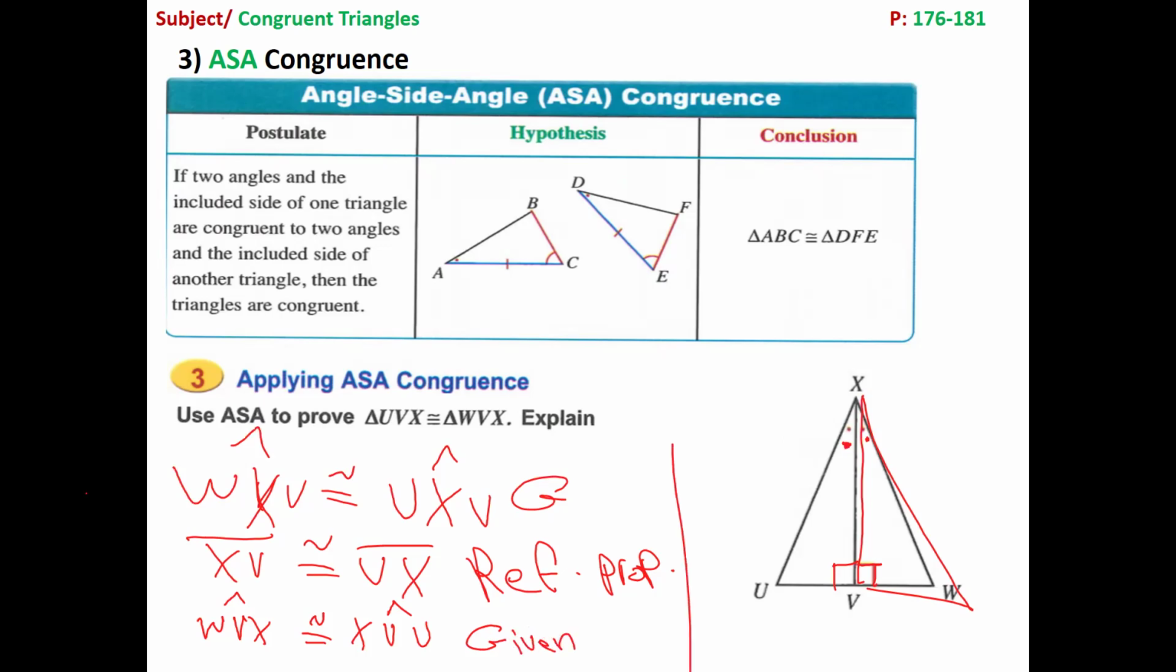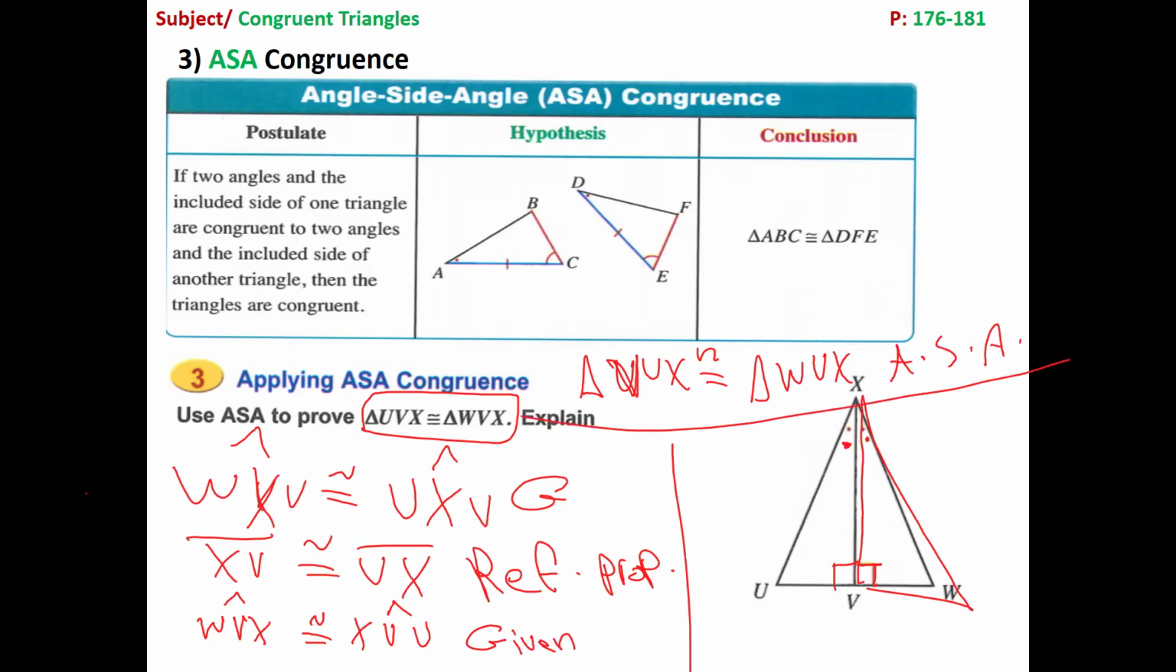So now that means I proved the two triangles are congruent. How? Because I found an angle, a side, and another angle. So in this case I can say these two triangles, triangle UVX, is congruent to VUX, or UVX is the same thing, congruent to WVX. By which rule? Angle, side, angle. So that's how you're going to find angle, side, angle.